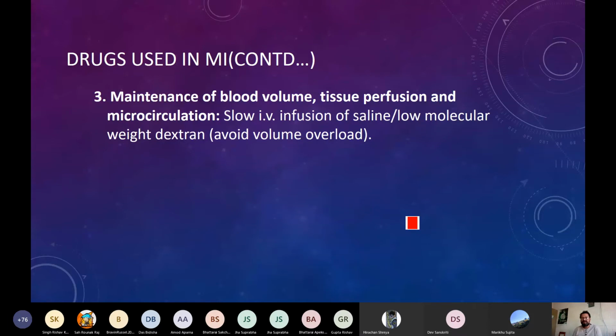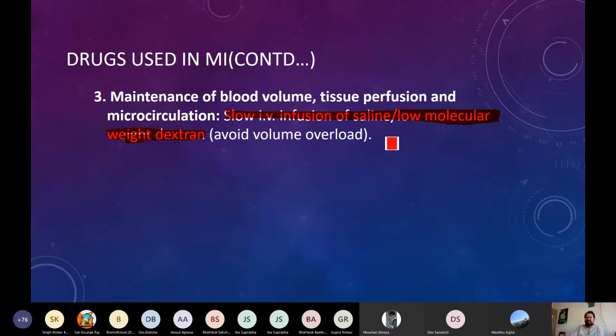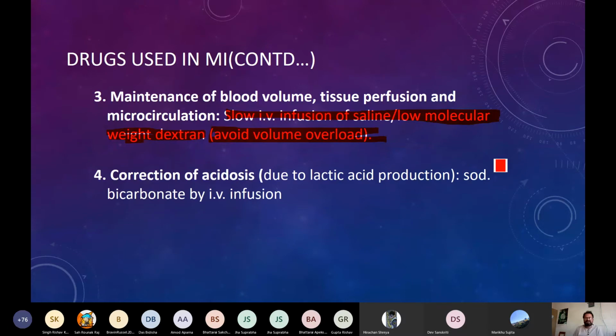sufficient amount of blood. So we have to improve that by giving slow IV infusion of saline and low molecular weight dextran. We should always aim for low molecular weight things here. Heavy things will be heavy for the heart to pump. So these things should be administered quite cautiously so that you do not overload the patient, because overloading the patient brings the same problem, that the heart is not able to pump. So these things should be done very cautiously.